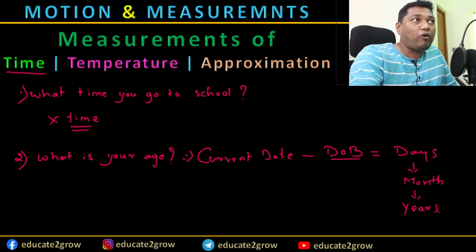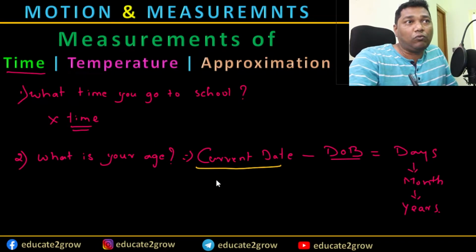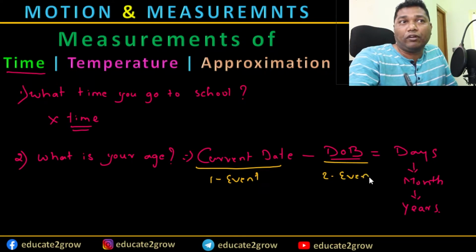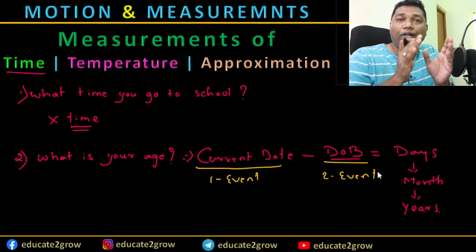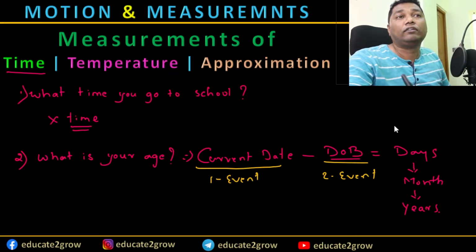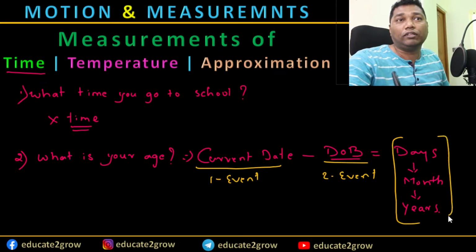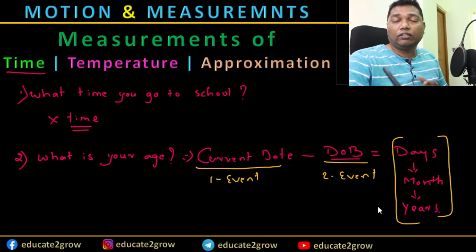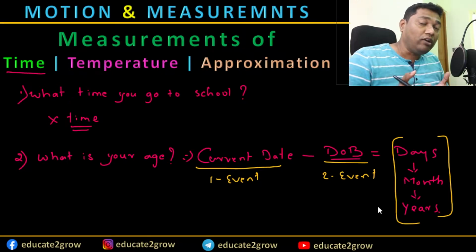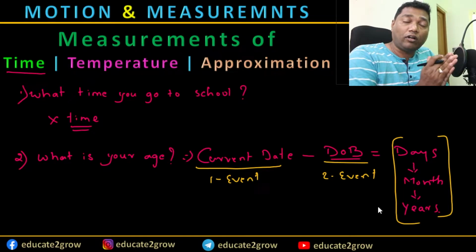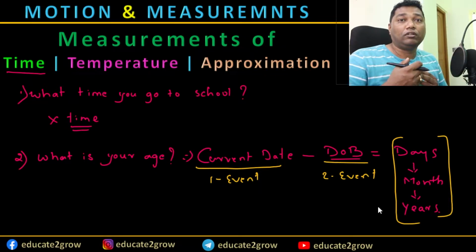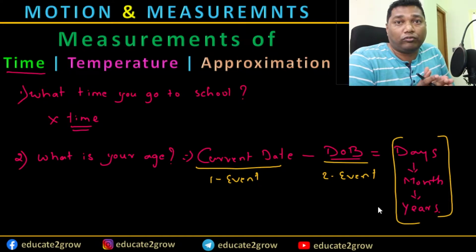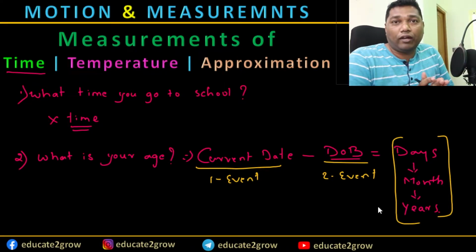My point here is that this is one event and this is the second event. We are correlating these two events and calculating to get the answer, that timeline is called time. This age in years we can convert into time as well: how many hours back, how many seconds back I was born. So like that we have a calculation.